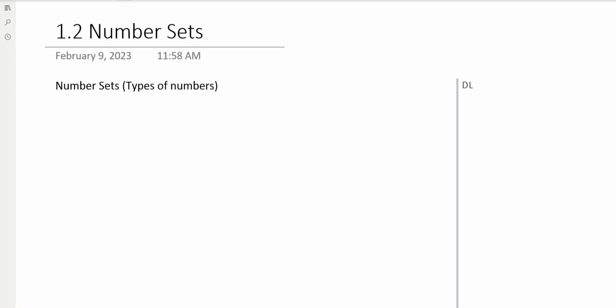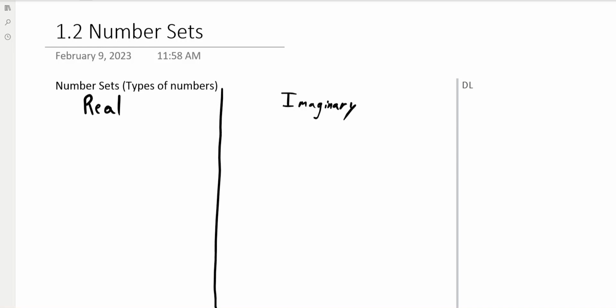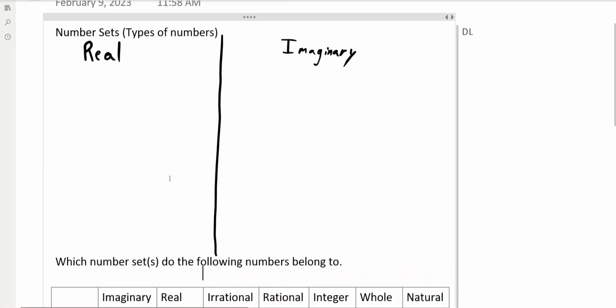So we're just talking about different types of numbers, and to start with, we really have to talk about the two overarching number sets, which are real numbers and what's the opposite of real? Unreal or imaginary. So there are real numbers and there are imaginary numbers, and every number fits under one of those two categories.